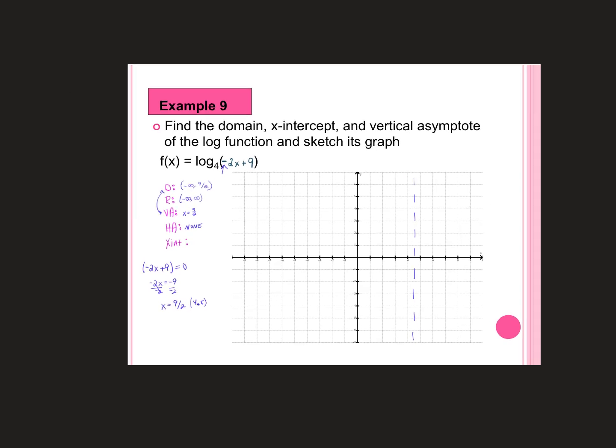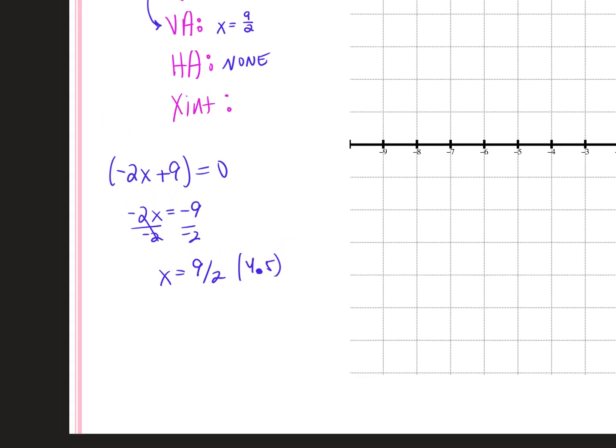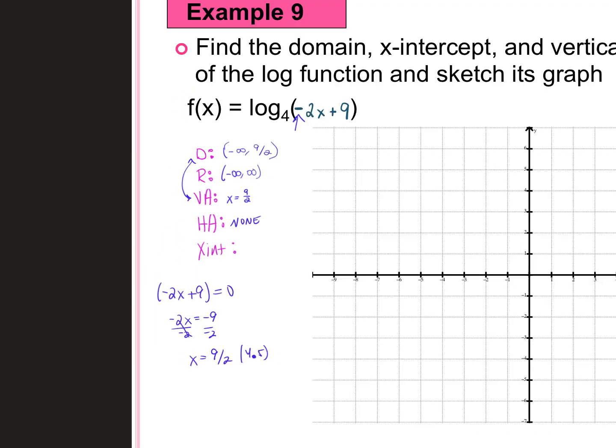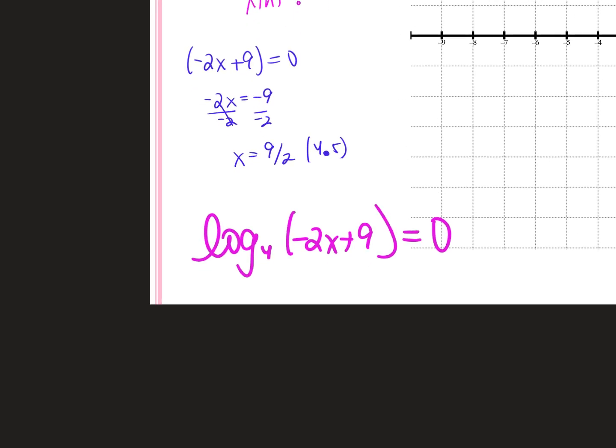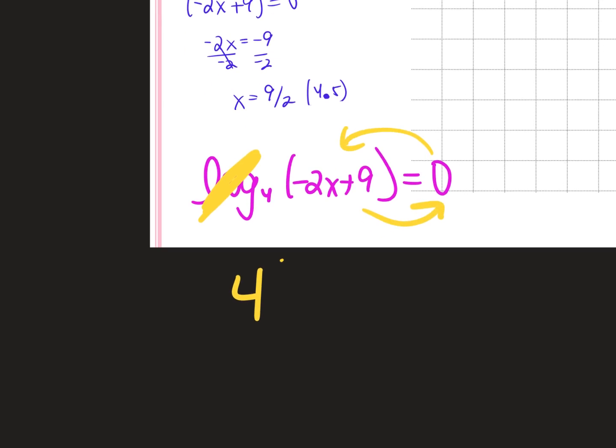Now let's find our x-intercept. How do you find the x-intercept? You plug in 0 for y. Okay, so I'm going to go ahead and write log base 4 of negative 2x plus 9 equals 0. How do we think? Exponentially. So I'm going to cross off my log and write a big what number? 4. Get in the habit of writing big. You'll see why over the next few days. But what happens with 0 and negative 2x plus 9? So this comes up here, and this goes here.